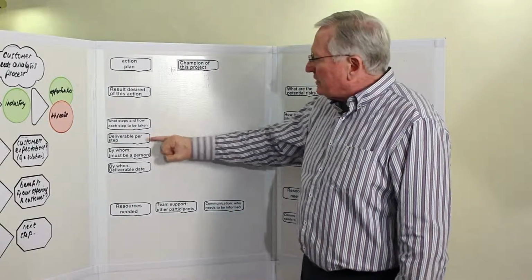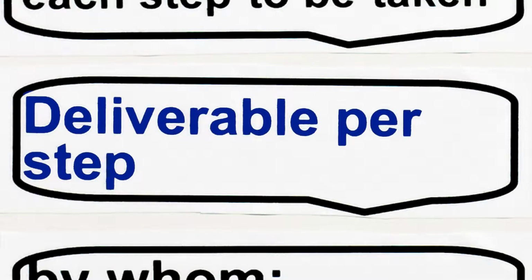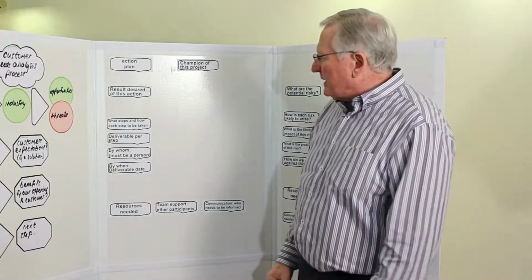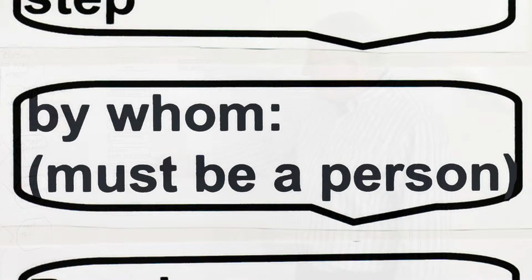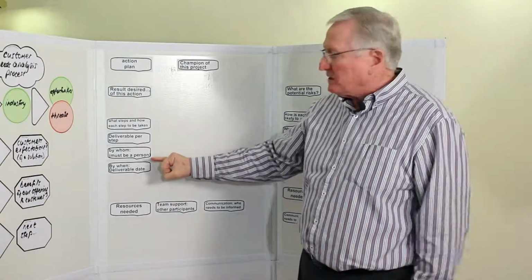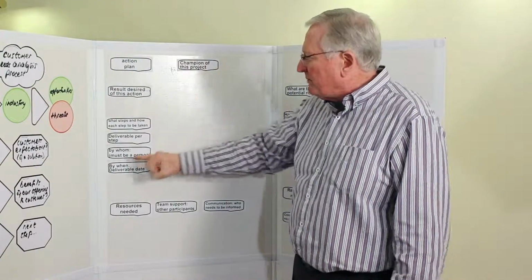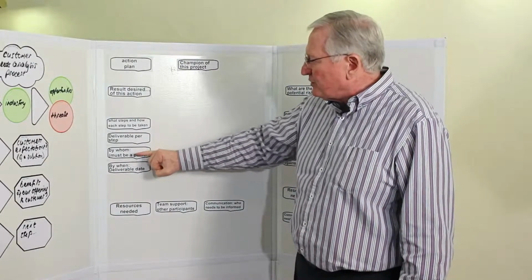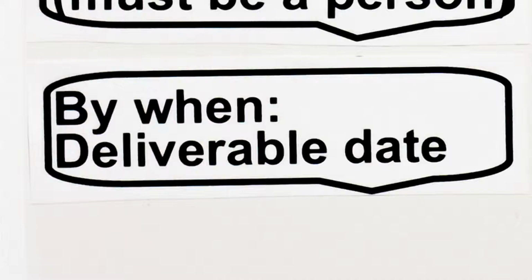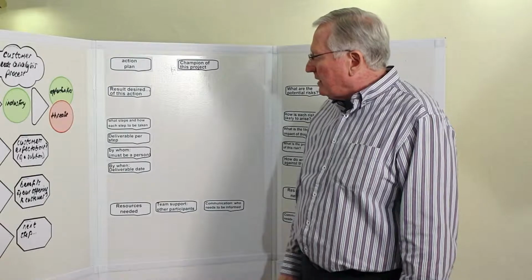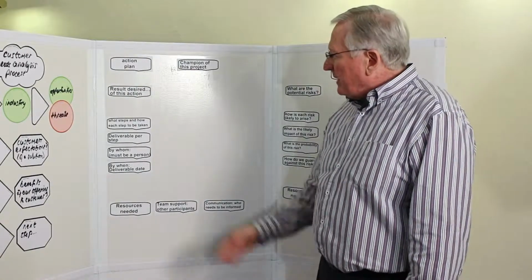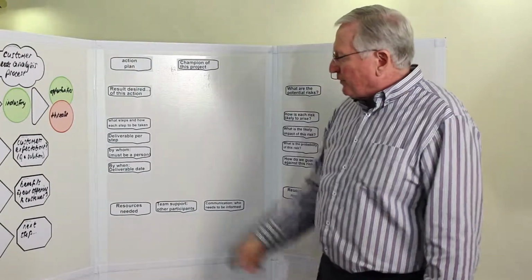And then if we take those steps, what are the deliverables per step? How will we know that we're actually making progress? Who's going to do it? And we're simply saying here, it must be a person. Don't say a department head or somebody. It must be a specific person who has a passion for making it happen. By when will that deliverable be delivered? And then that's basically the action plan put together.